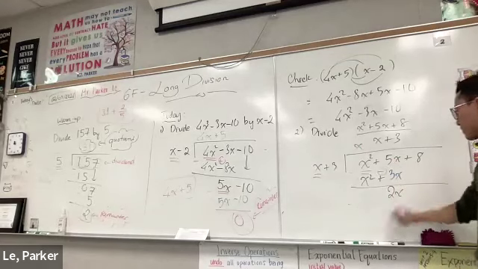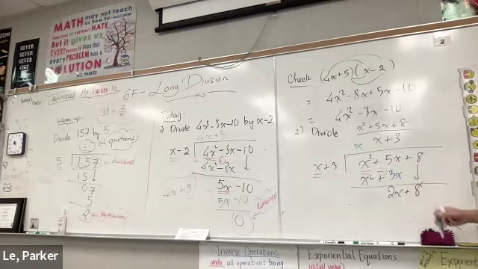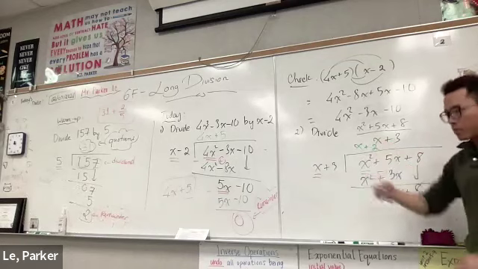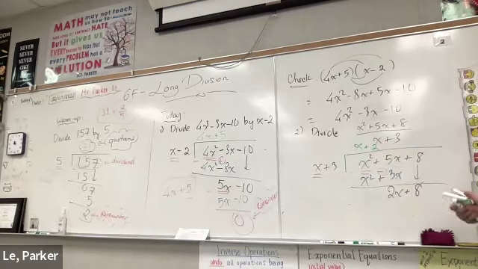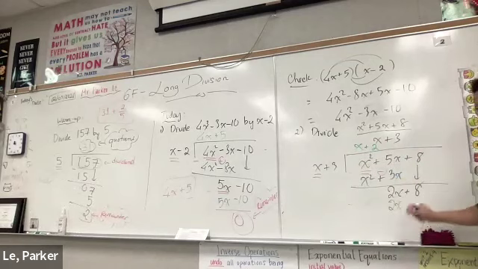What are you going to do next? Drop down the 8. Can you still divide 2x by x? Yes, right. So continue until you're unable to do so. 2x divided by x is 2. Multiply back, what do you have? 2x plus 6.